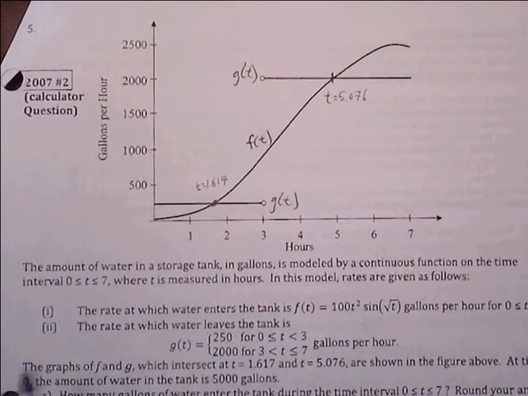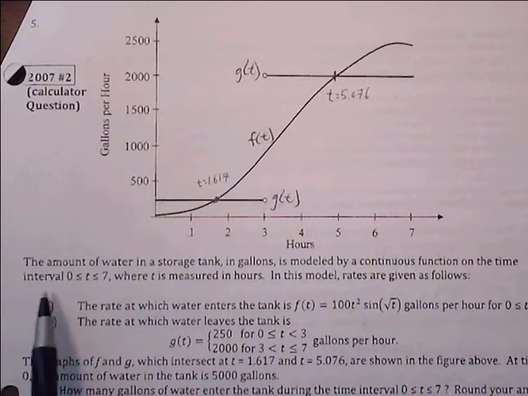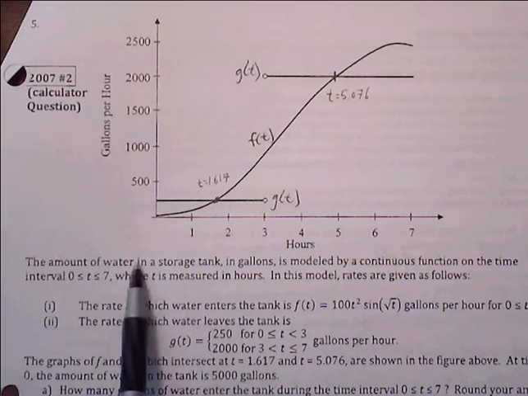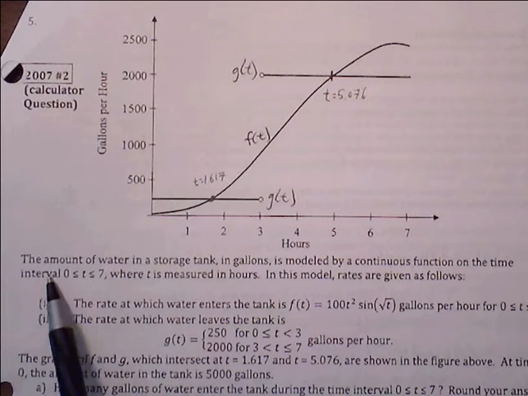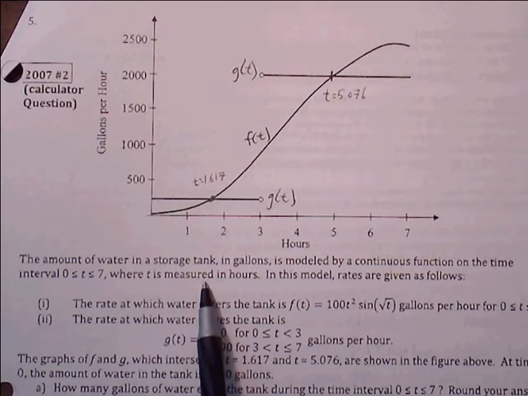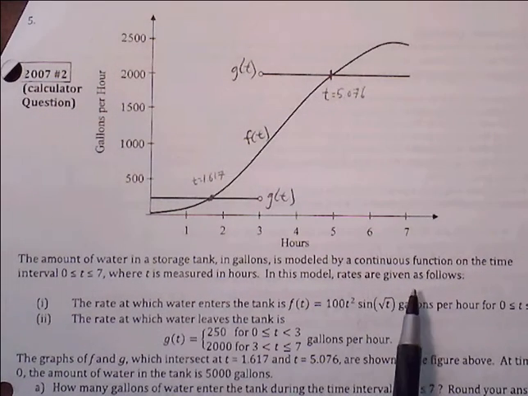We're looking at number 5 from the antiderivative word problems worksheet. It says the amount of water in a storage tank is modeled by a continuous function on the time interval from 0 to 7, where t is measured in hours. In this model, the rates are given as follows.